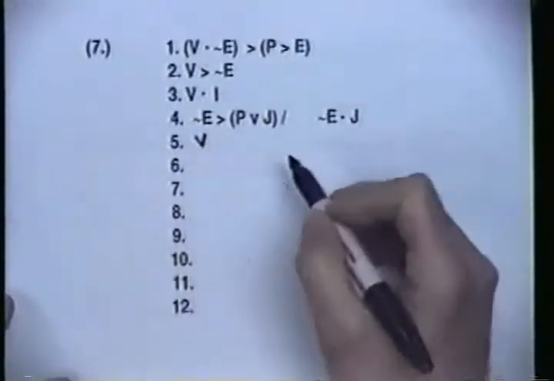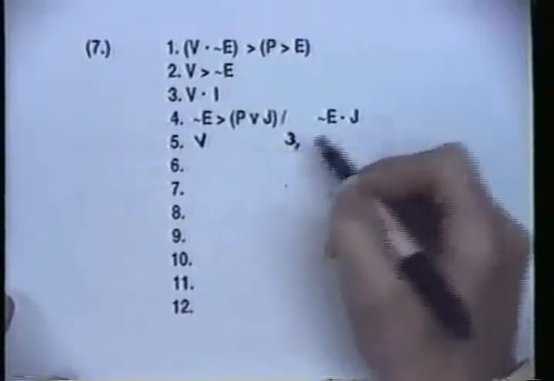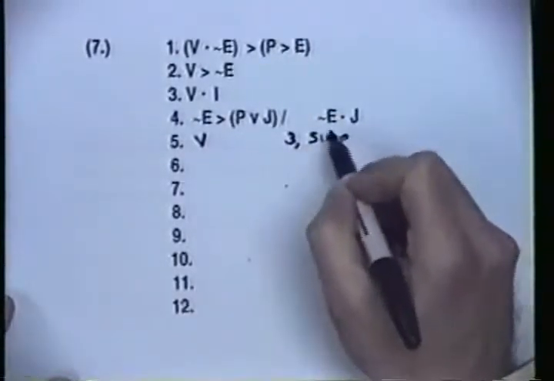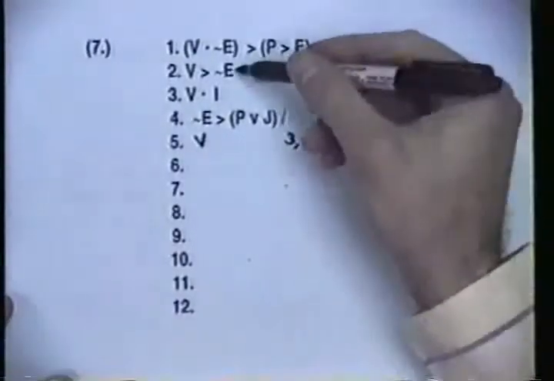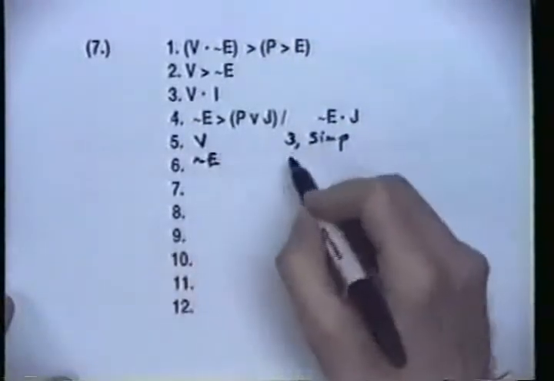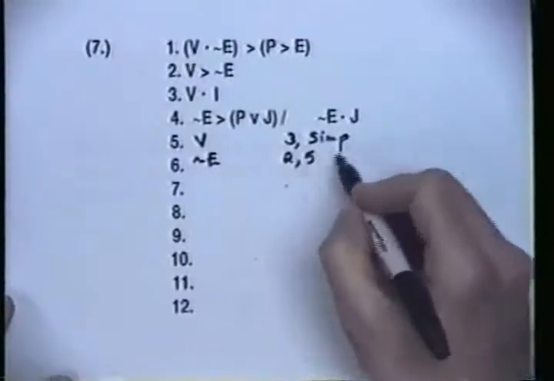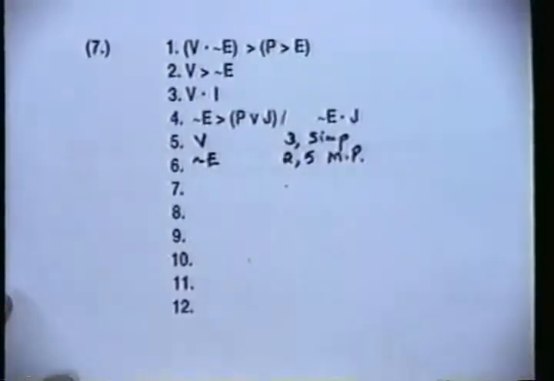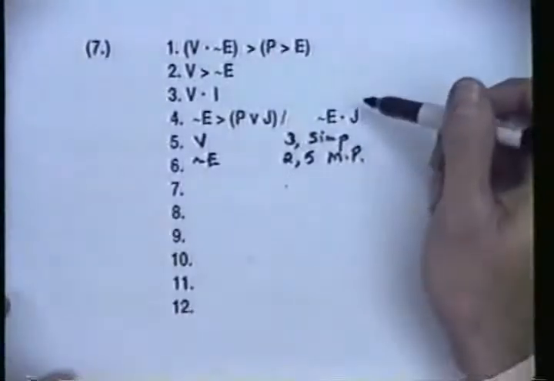We get V on a line by itself. That's from line 3, simplification. And then we do modus ponens on line 2 to give us not E. So that's line 2 and line 5, modus ponens. So there is half the problem. Now we need to get the J.